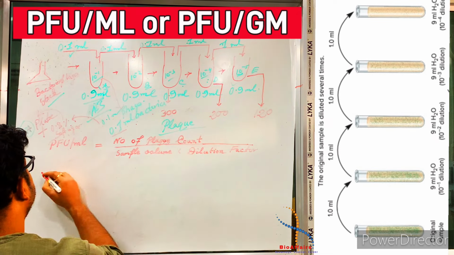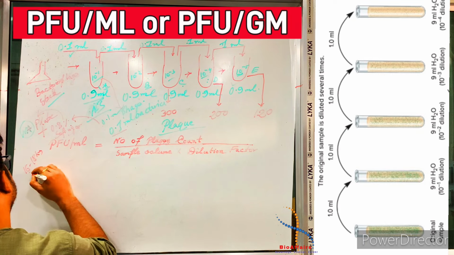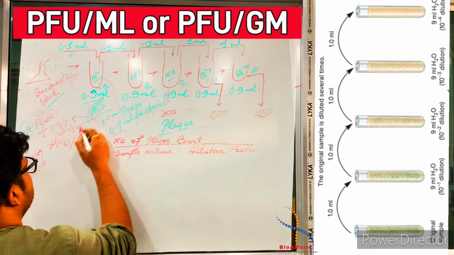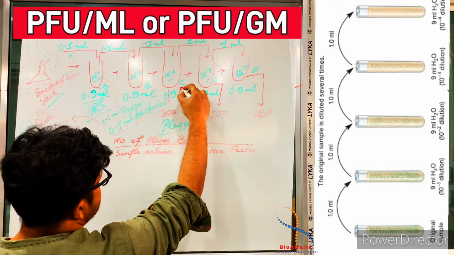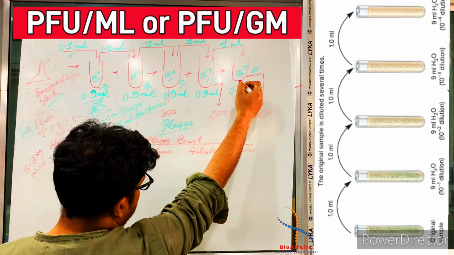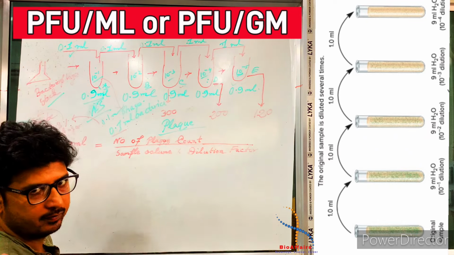Now you have to keep it for overnight, 16 to 18 hours of incubation. Likewise from plate 1 you have done. Now from plate B, from plate C, plate D, and tube E. From there you have prepared plate B, C, D, E.